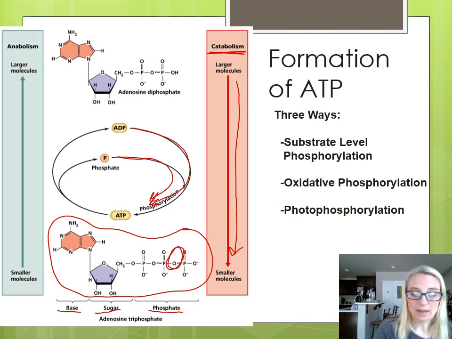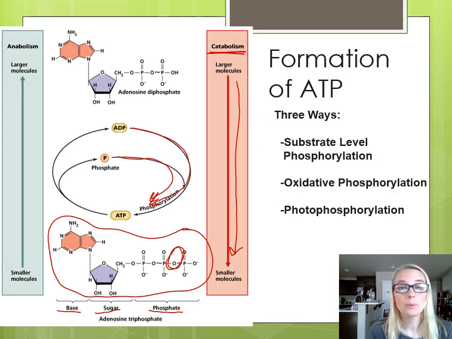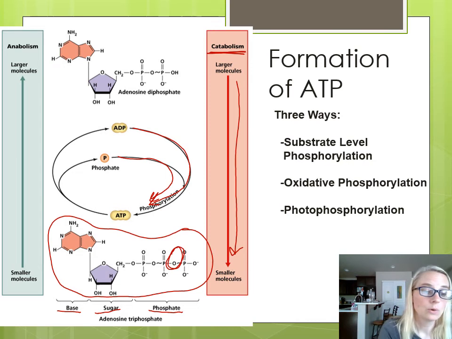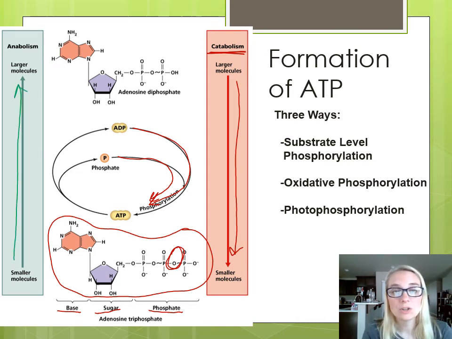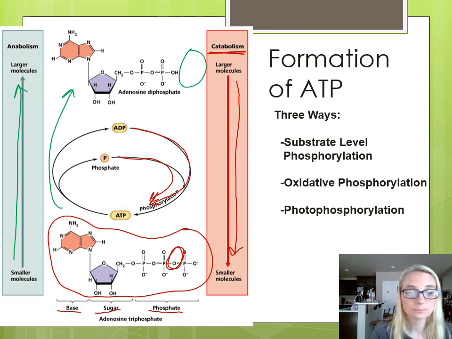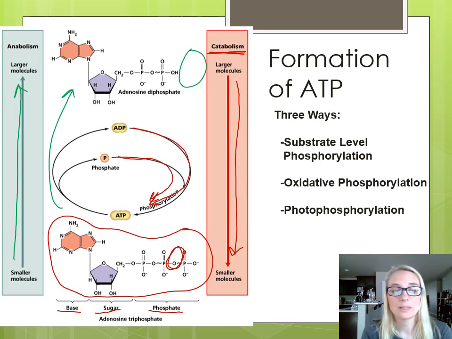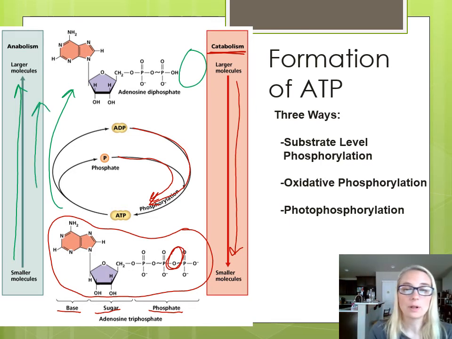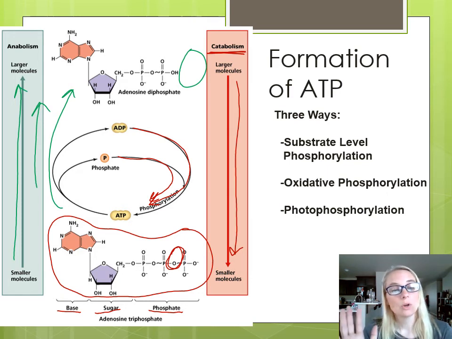On the flip side to that, if we want to build up larger molecules, say take individual amino acids and build a large protein, we have to go from smaller molecules to larger molecules. That is an endergonic reaction. You have to have an input of ATP. So all the ATP that you just made by breaking down nutrients, you can release that 3rd phosphate group, right? So now it's missing. And in that process, that releases energy to drive these anabolic reactions. Okay? So this is the cyclic nature of ATP.